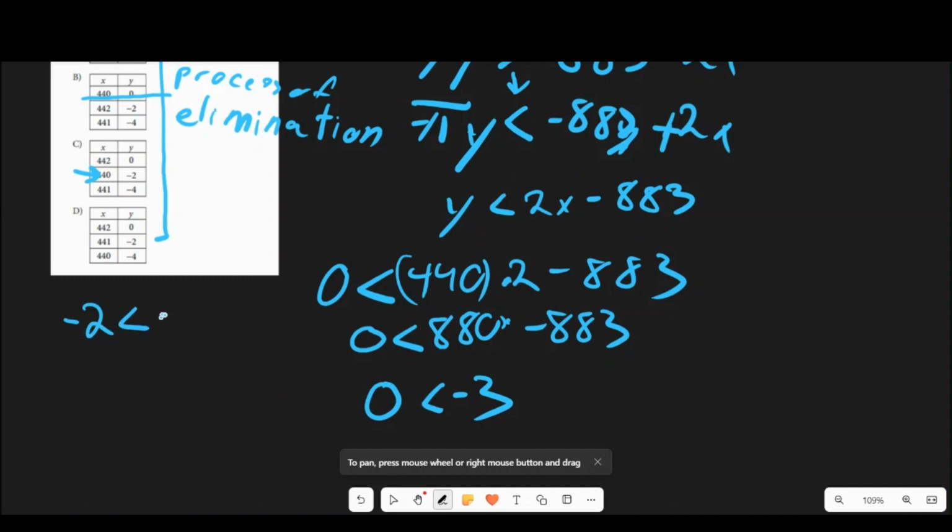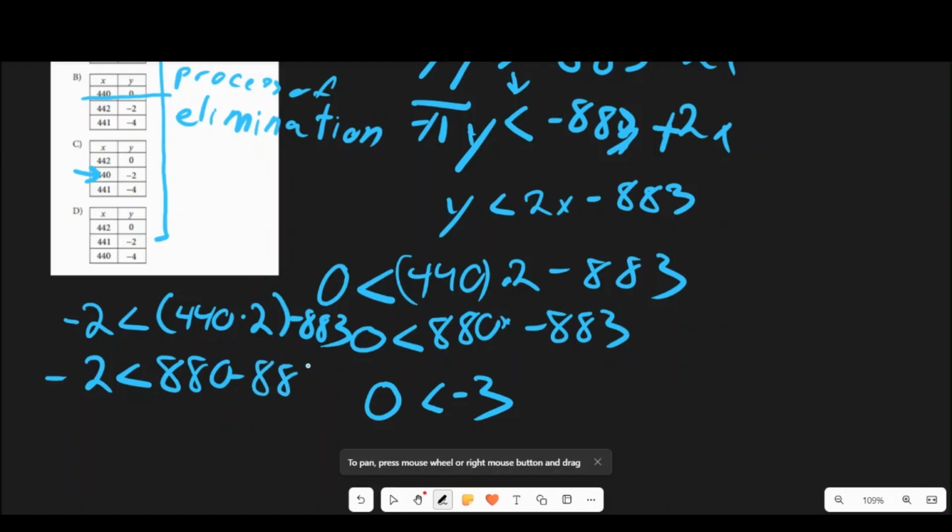Minus 2 is less than 440 times 2 minus 883. This becomes minus 2 is less than 880 minus 883. Oh, I think this works. Minus 2 is less than minus 3. Actually, that doesn't work, right? Because minus 2 is actually greater than minus 3, so that does not work, meaning our answer has to be D. So that's it for this video.